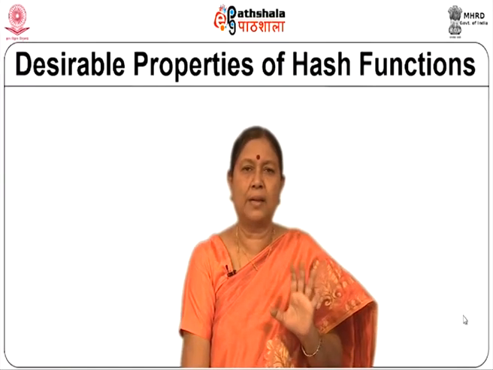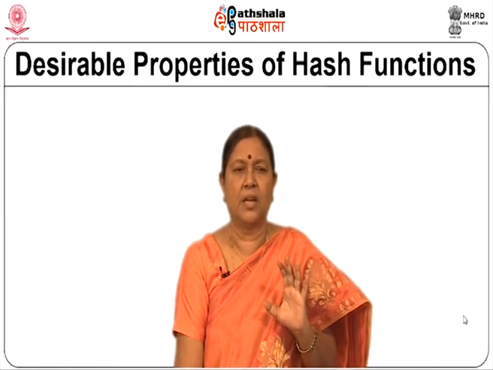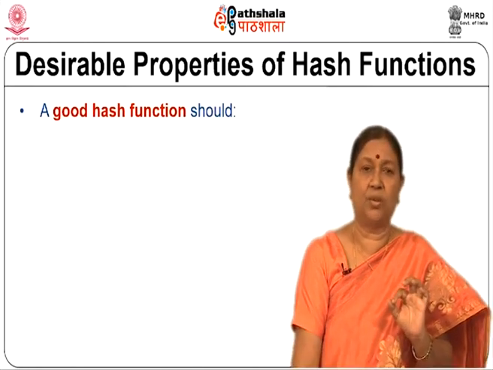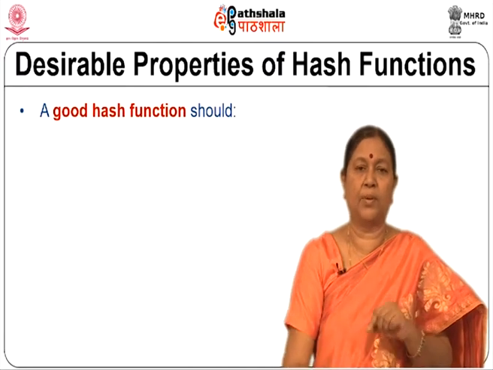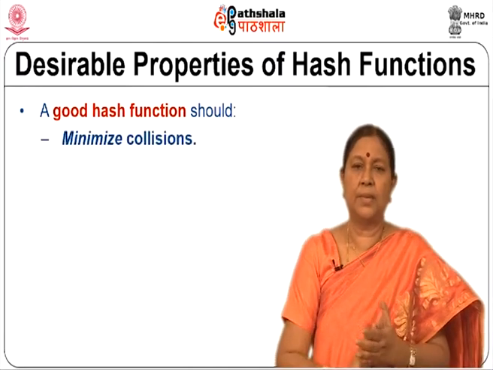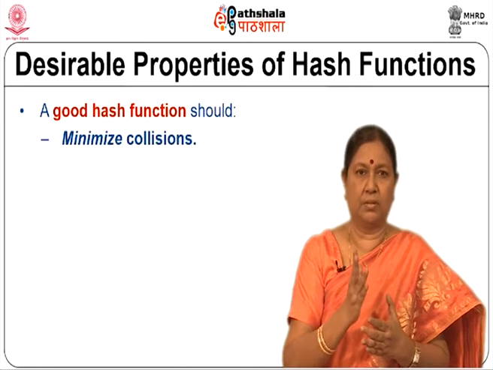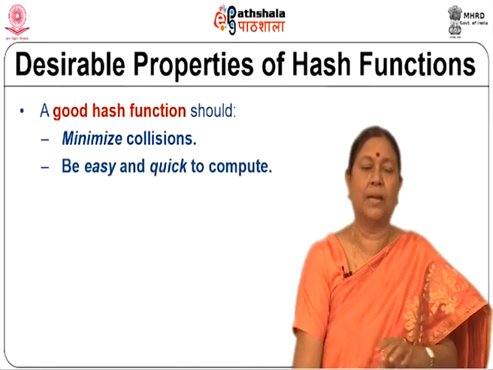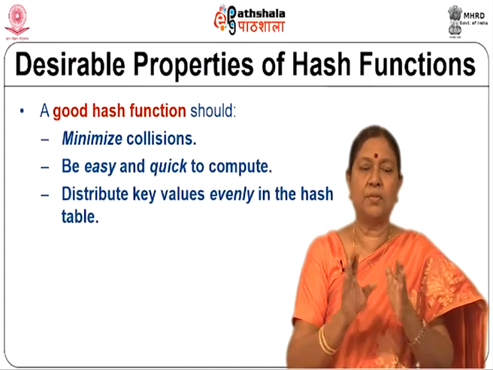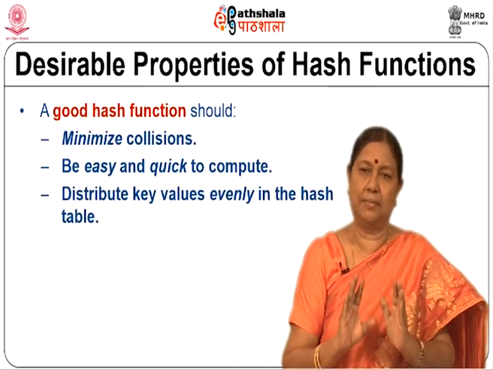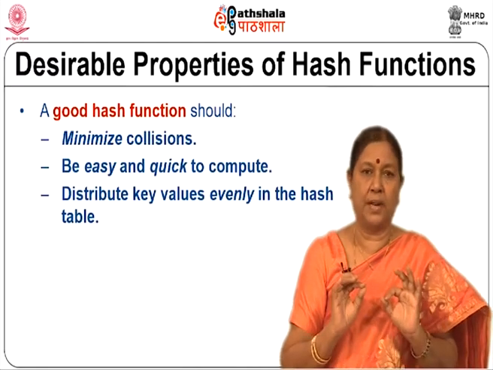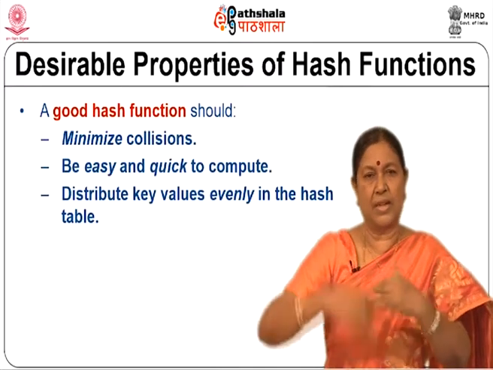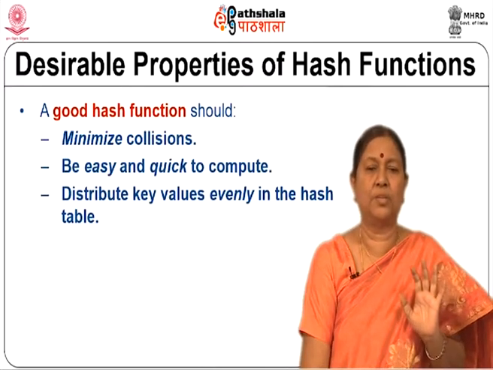Let us look at the desirable properties of hash functions. A good hash function should minimize collisions. I already told you what collisions are: when two keys map to the same location. It must be easy and quick to compute, obviously, because you should not take too much time just to do that. And it should distribute the keys randomly in the hash table. This is a very, very important property. I have different key values, and everything should not be put together in the same location. As far as possible it should be randomly distributed.